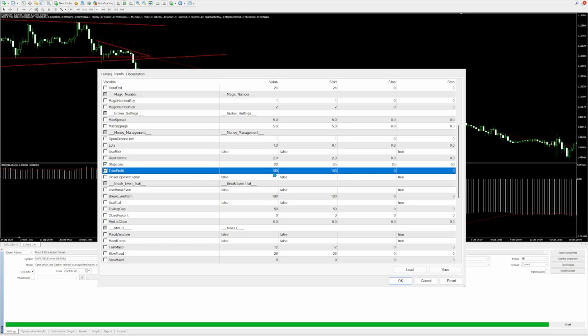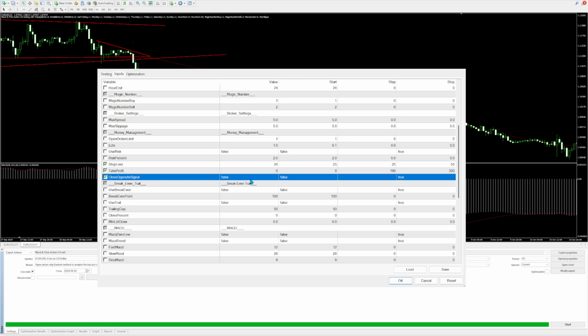For the take profit, as I said, I would prefer to have that on 0, but for the purpose of optimization, we can have a take profit of 0, go up in 100 increments and stop at 300. So this would optimize a take profit of 0, 100, 200, and 300. Again, because we're starting at 0, we're going up to 300 and we're going in 100 increments. Okay, close opposite signal, set this to true or false. This will basically close the trade, as I said, if there is a signal in the opposite direction.